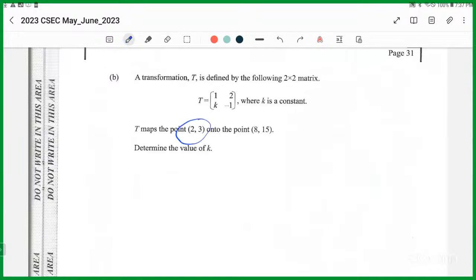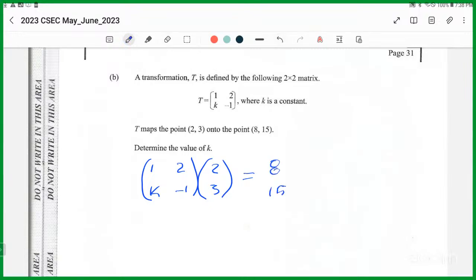It maps this point onto this point. How it works: you apply this matrix to this point, and it is equal to this point. So this is setting up an equality of matrices for us. It is the matrix times this point that is equal to this point. So it's 1, 2, K, negative 1, times the matrix for this point, which is 2, 3. We apply this matrix to this point, and the result is this point, which is 8, 15.